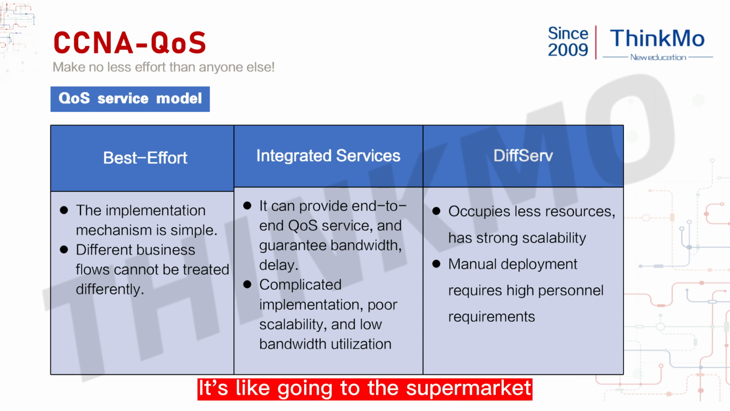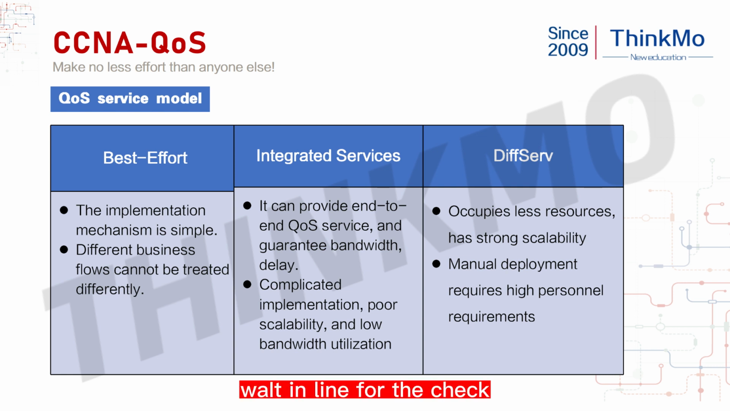It's like going to the supermarket. You are clearing goods and waiting in line to check out. First in line, check out first. The others will have to wait in the back. This is the first service model we mentioned. It's called first in, first out.